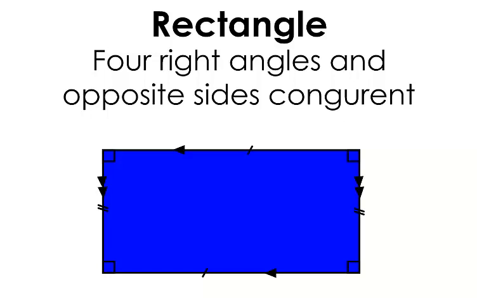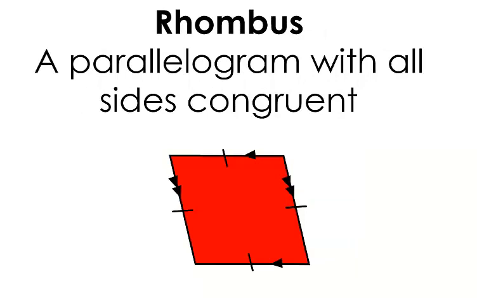Next we have a rectangle. A rectangle has 4 right angles and opposite sides are congruent. Our next one is a rhombus, a parallelogram with all sides congruent. Notice it says nothing about the angles. So sometimes people call a rhombus a diamond, like in a deck of cards. But the correct term in geometry is called a rhombus.